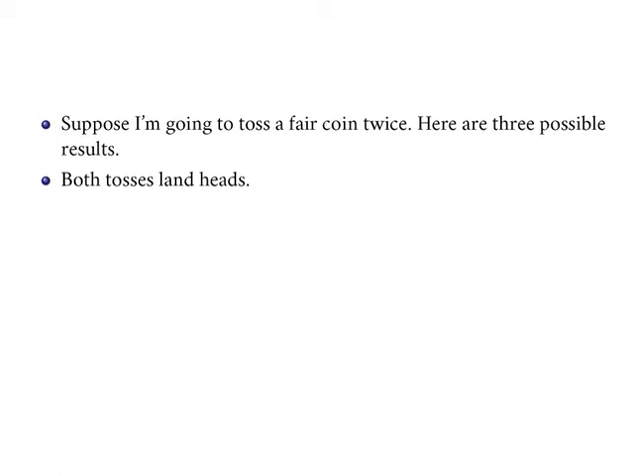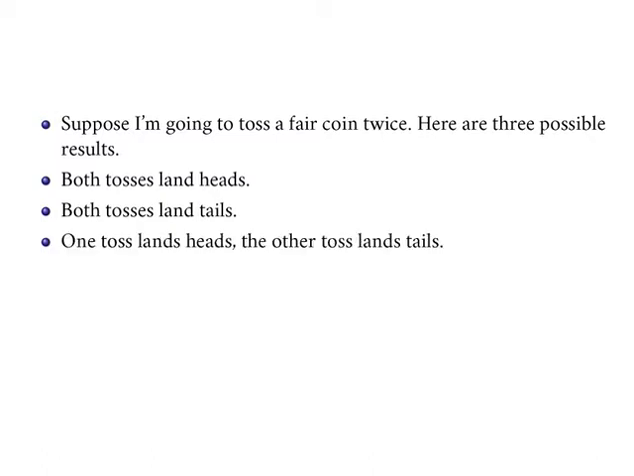First is that both tosses might land heads. Another possible result is that both tosses land tails. And the final possible result is that one toss lands heads and the other lands tails. But note here, I'm not talking about any particular order in which the heads and the tails come. All that this is saying is that one of the two tosses is heads and one of the two tosses is tails. So that is the third possible outcome. That is, to summarize, we could have both heads, both tails, or one heads and one tails.